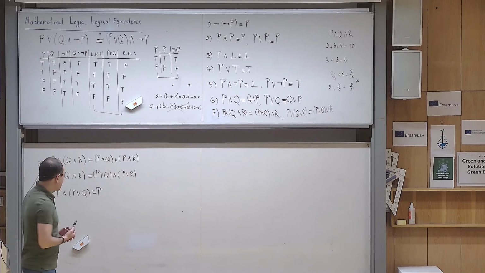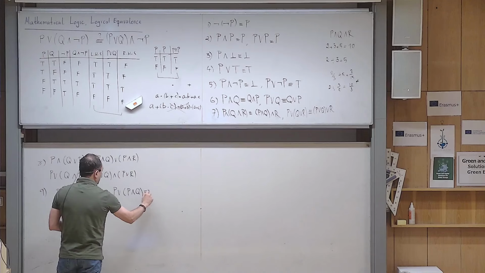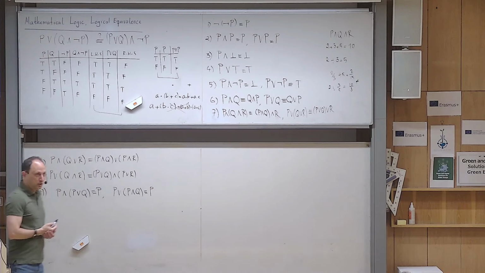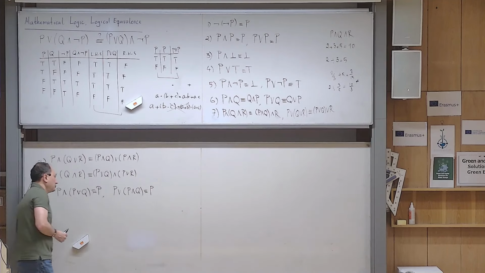We want to understand that. And then of course there are two of them. So P or P and Q is again equivalent to P. I want to discuss a little bit about the proof of this absorption law. Of course, one proof is, as always, using the table. So I take the table and I prove that one.